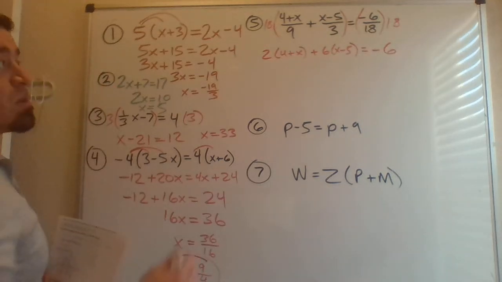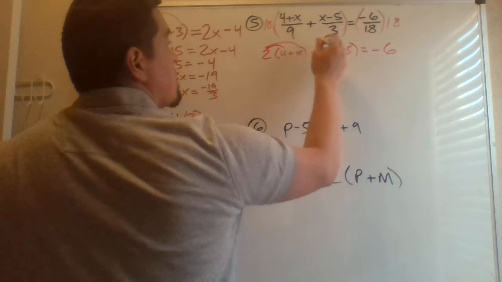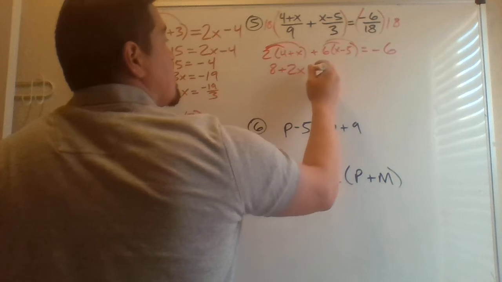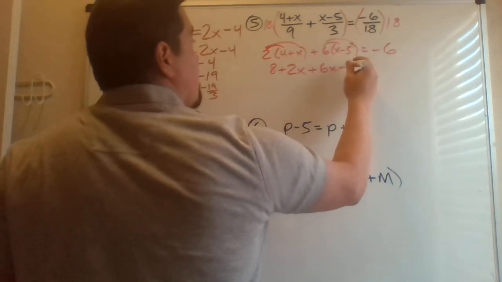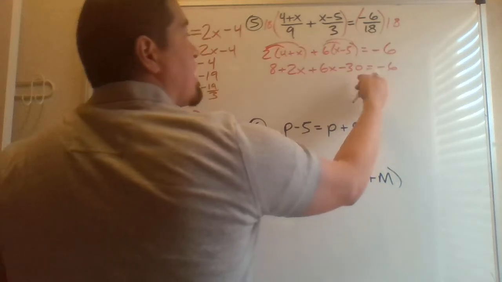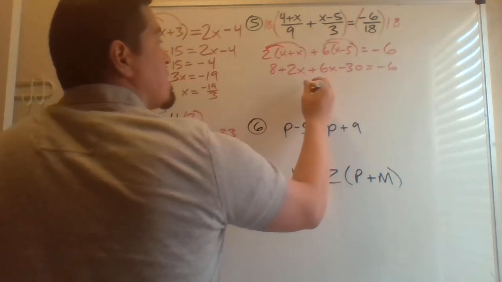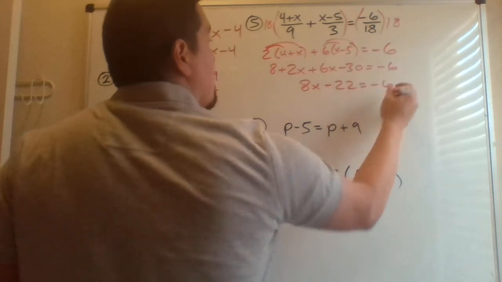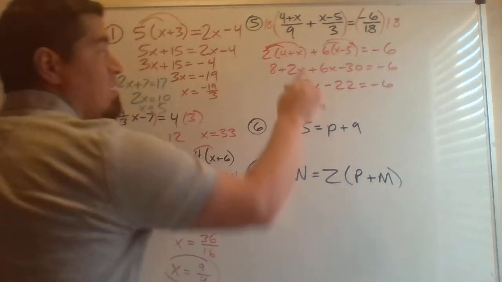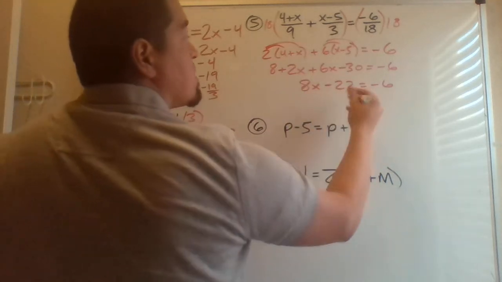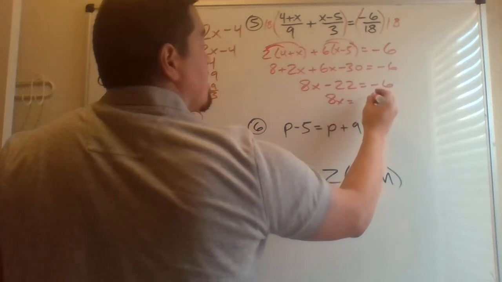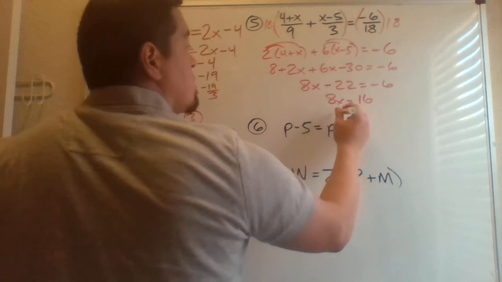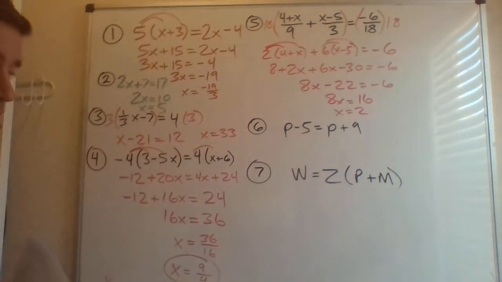Now this looks a lot easier to solve. We're just going to distribute. So 2 times 4 is 8, plus 2 times x is 2x, 6 times x is 6x, 6 times -5 is -30. And we're going to combine like terms on this side, meaning 2x with 6x is 8x. 8 minus 30 is -22. Then we want the x by itself, so the opposite of -22 is plus 22. So 8x equals 16, and finally divide both sides by 8. You end up with 2. Okay.